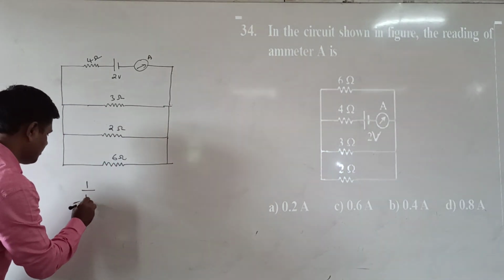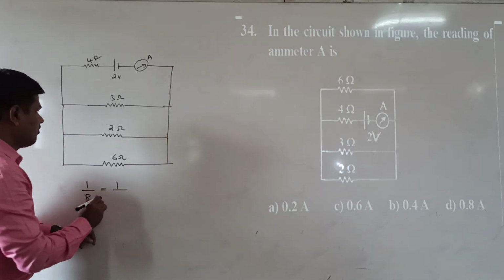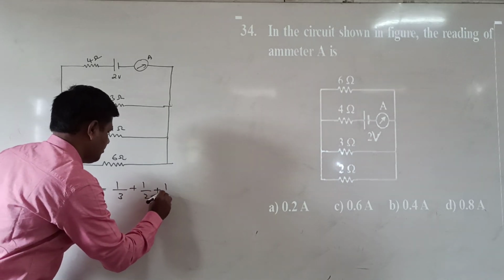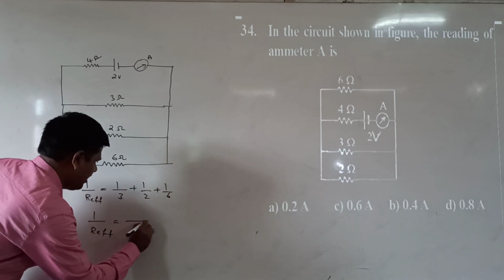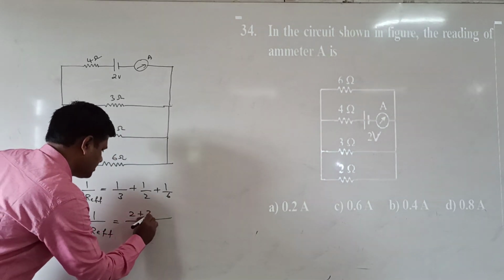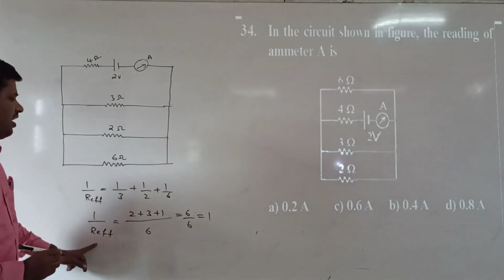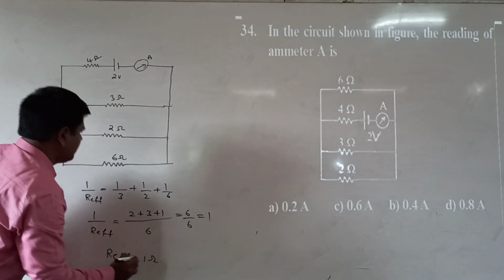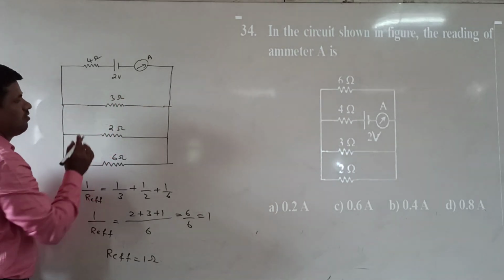Parallel combination means 1 by R effective is equal to 1 by R1, that is 1 by 3 plus 1 by 2 plus 1 by 6. Now 1 by R effective, 6 is the LCM. So we are getting 2 plus 3 plus 1 is equal to 6 by 6, equal to 1. Now 1 by R effective is equal to 1, which means R effective is equal to 1 ohm. So this circuit value is equal to 1 ohm.